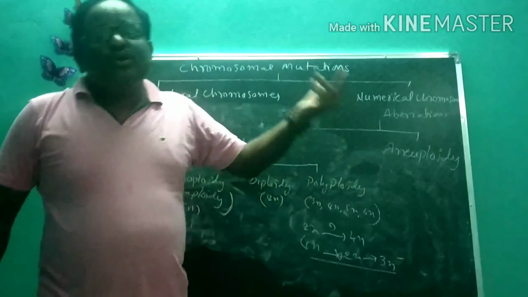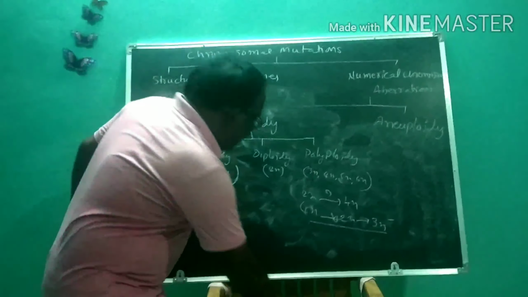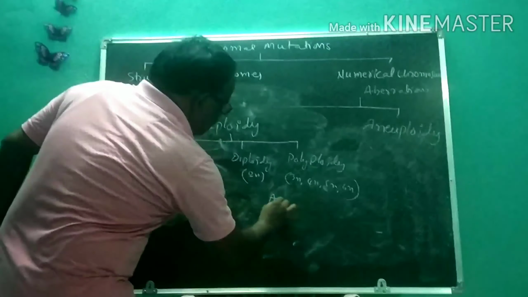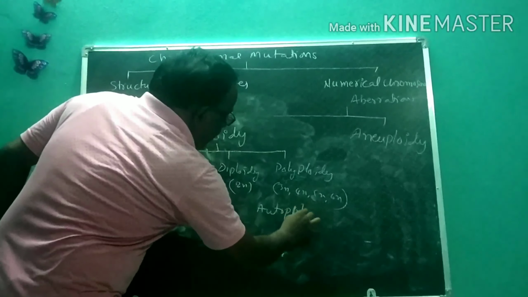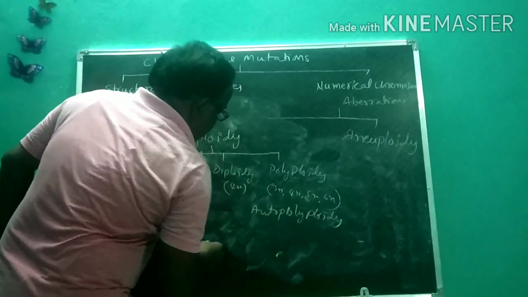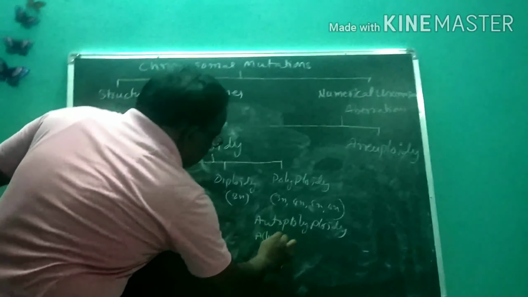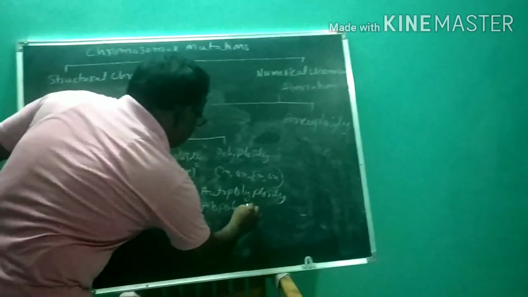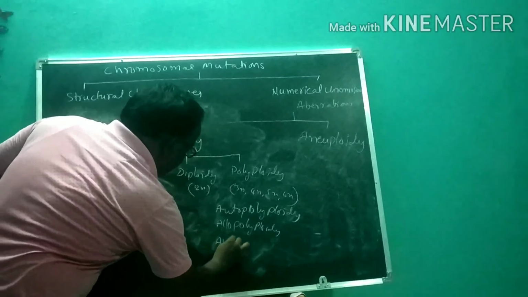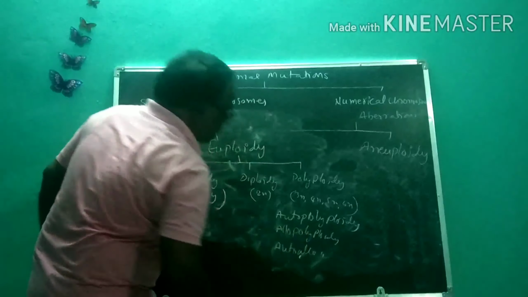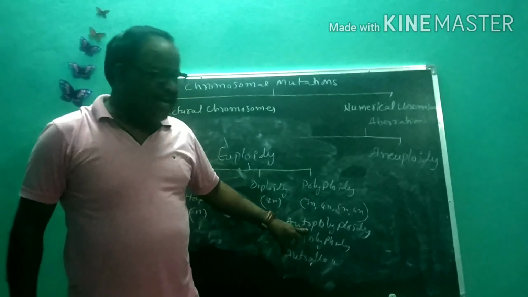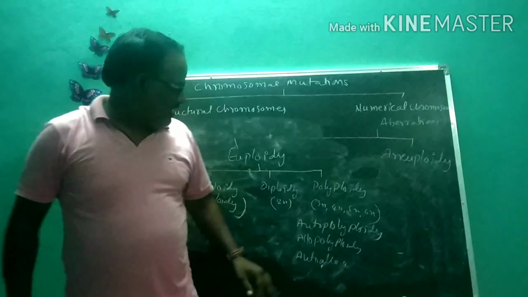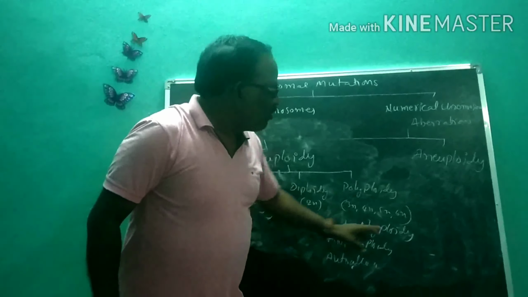But polyploidy is also classified into three types: autopolyploidy, allopolyploidy, and allo-autopolyploidy. Auto means same or self. Allo means different or other. Allo also means joined together. So autopolyploidy, or simply autoploidy.